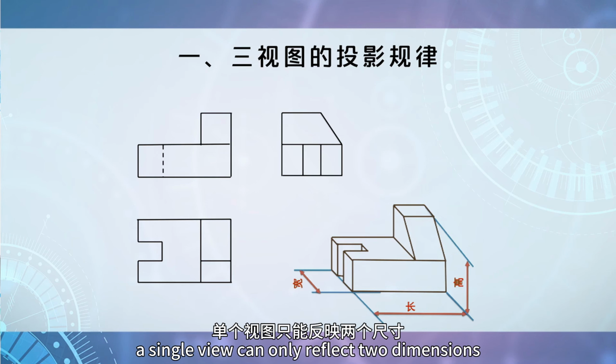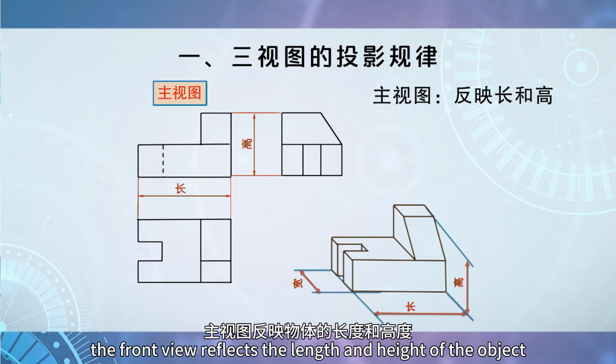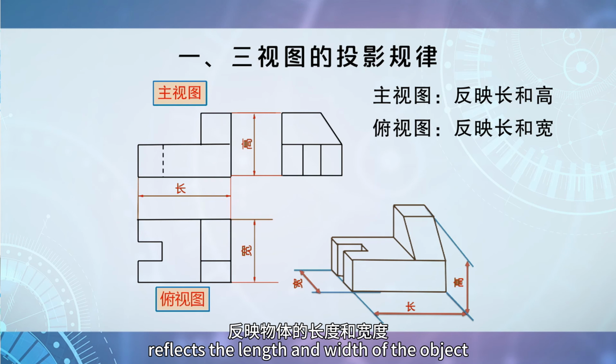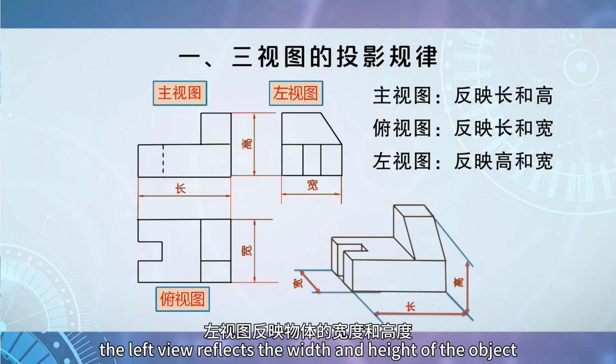A single view can only reflect two dimensions. The front view reflects the length and height of the object. The top view reflects the length and width of the object. The left view reflects the width and height of the object.